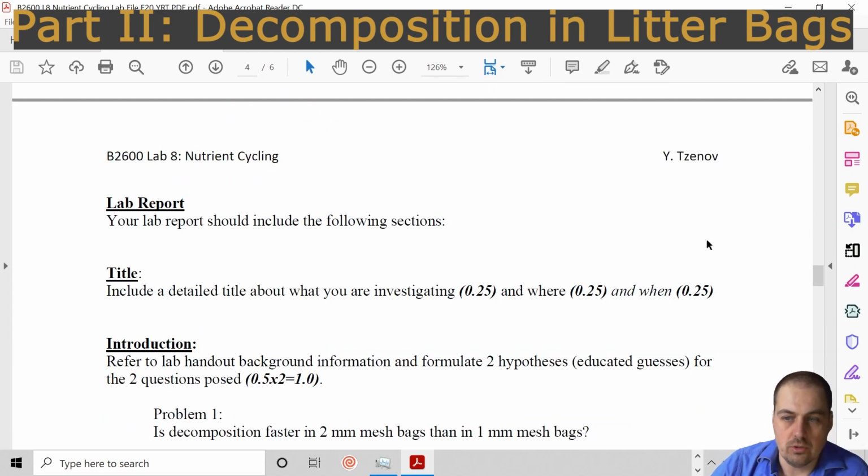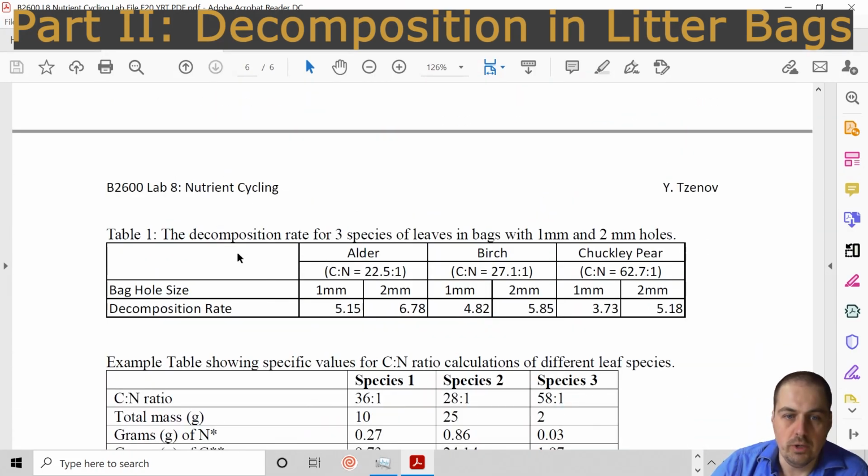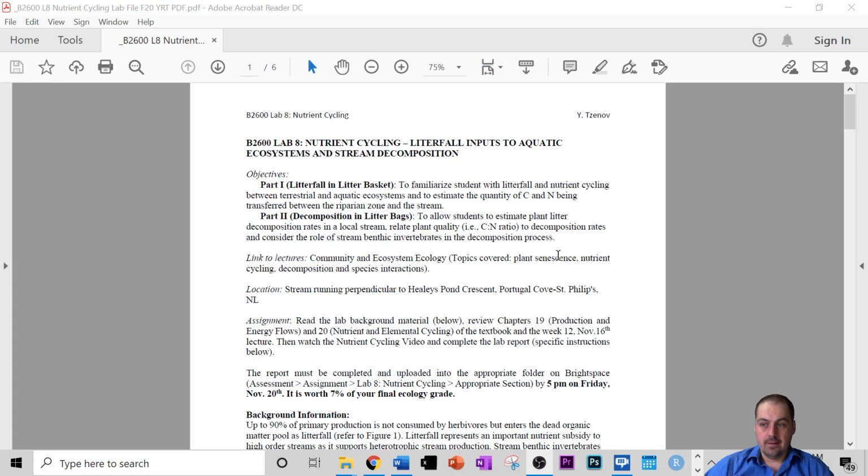Now we're going to scroll down to table 1. As I mentioned, your decomposition rates have already been calculated, and they're listed down here for each of your three species. Carbon nitrogen ratios are also listed here, and you have the size of your holes in your bags, 1 millimeter or 2 millimeter. All right, that's it.